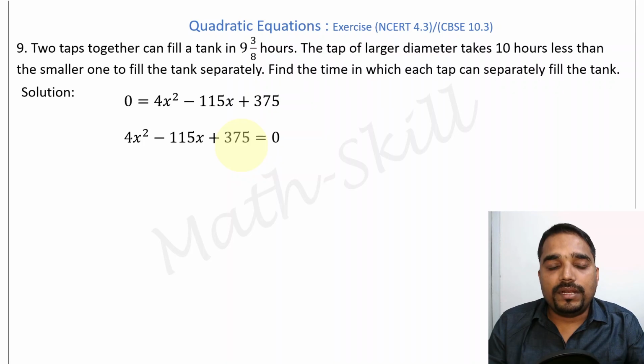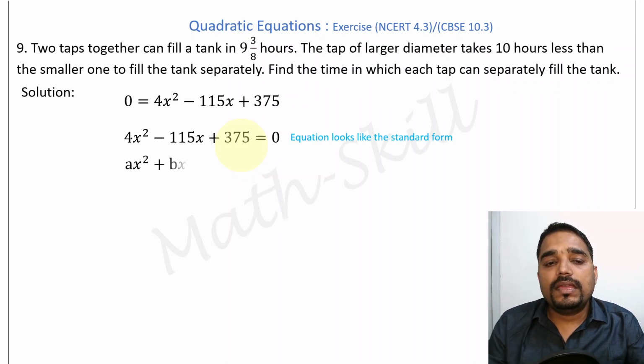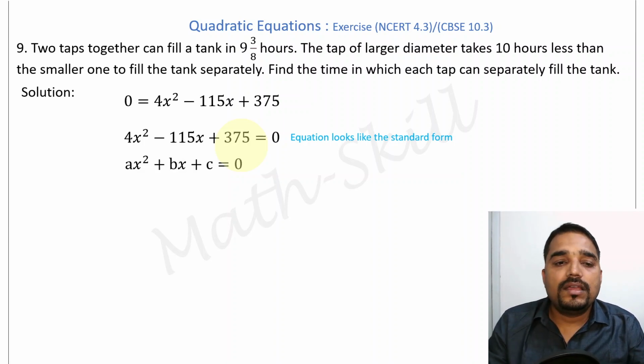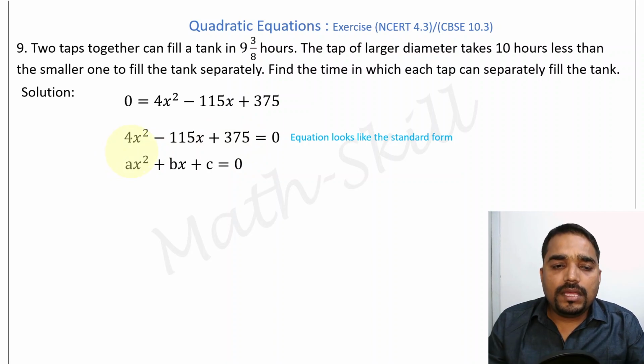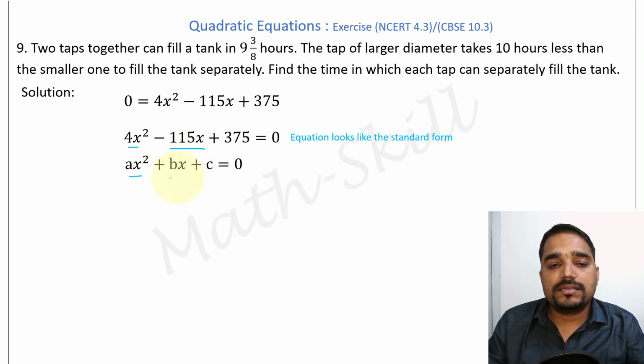Now let us compare this equation to the standard form, ax square plus bx plus c equals 0. On comparison, we see that both the equations consist of the first term with x square, the second term contains x, and the third term is a constant term. That is, both look similar. Because it is looking similar to the standard form, we can start the factorization. Now let us do that.